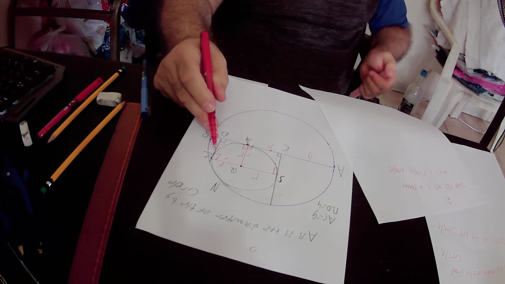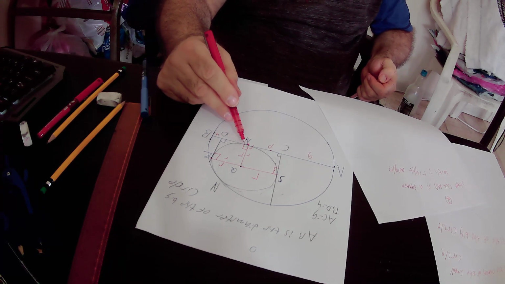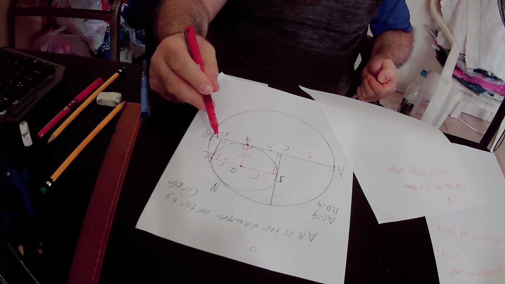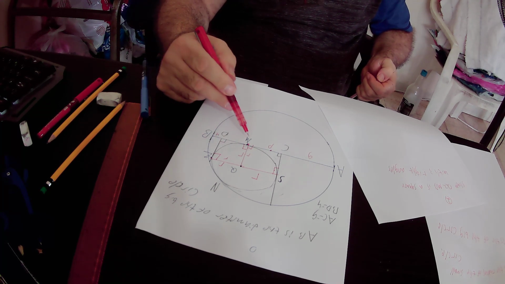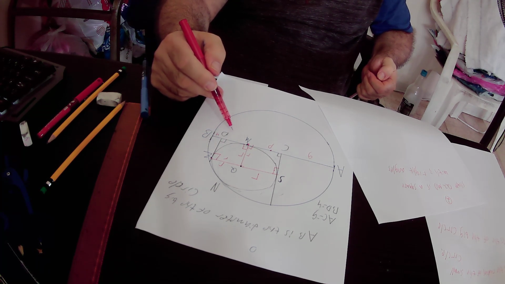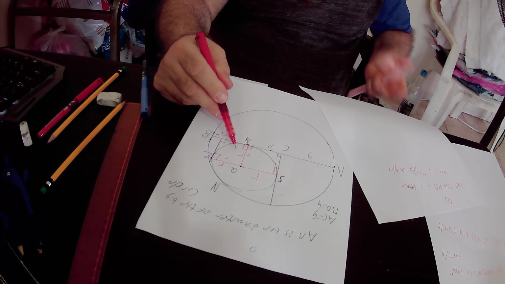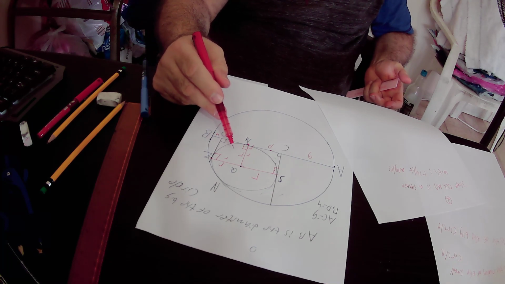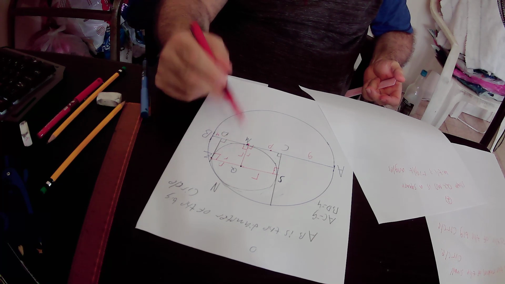This is a right angle, this is a right angle, and this is a right angle. So shape QZMD has 3 right angles. It is actually a square with 3 right angles.